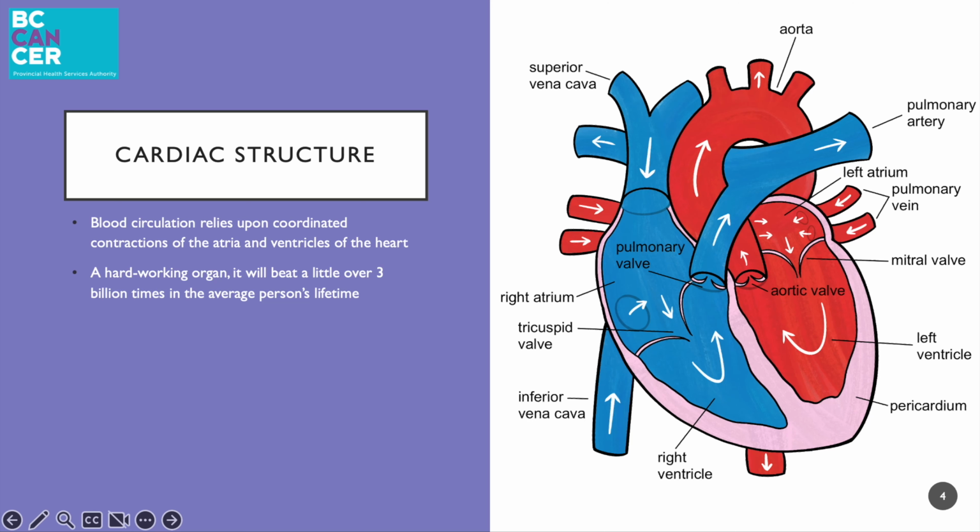So blood circulation relies upon coordinated contractions of the atria, which are these smaller chambers up here, and the ventricles, which are these larger chambers down here. Blood flows from the atria into the ventricles when the heart relaxes through the tricuspid and mitral valves, and then gets pumped from the ventricles into the large arteries, the aorta and pulmonary artery, during the ejection period. This is a very hard-working organ, and it'll beat a little over 3 billion times in the average person's lifetime.